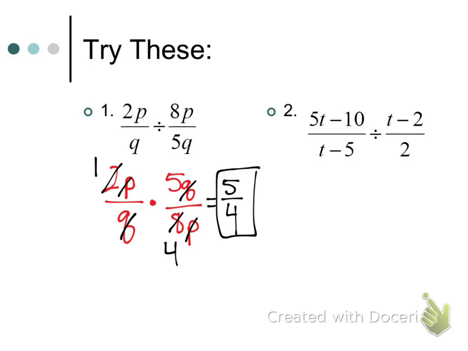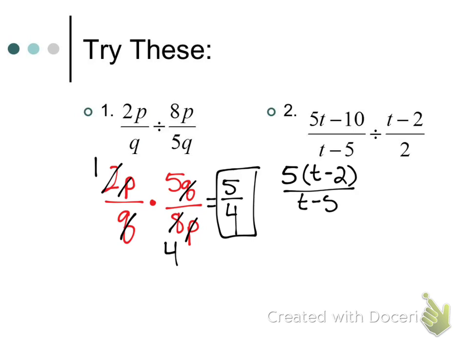On number 2, what's something that we can do when we rewrite that first fraction? Factor it. What part factors? Okay, we can factor out a 5 in the numerator. So it's going to become 5 times what? T minus 5 or 2? 2. Okay, remember when we factor out a GCF, we divide by that factor.